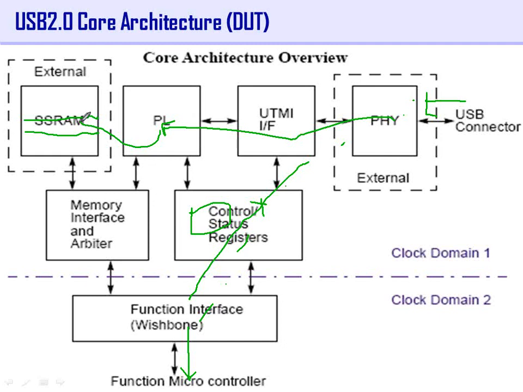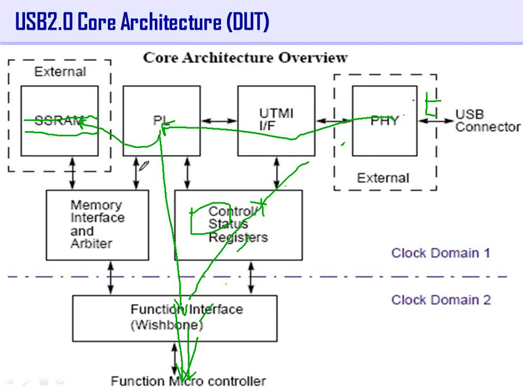Then it not only writes the data here, now it needs to tell the function interface that I want you to read the data. It generates a DMA request. To whom? Function interface. Then the function interface knows that there is a DMA request. The DMA request also comes on what? 16 bits. 1 bit for each endpoint. Now this device will know that the request is coming for what? Endpoint number 2, 3, 4.